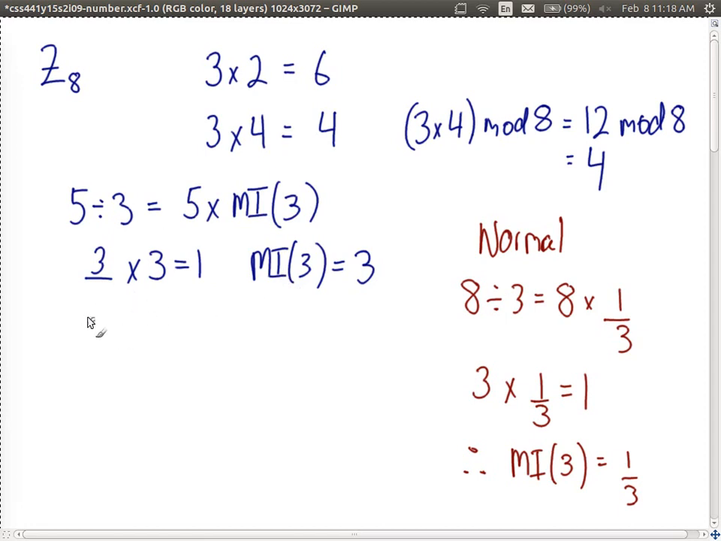Therefore, 5 divided by 3, continuing, is 5 times the multiplicative inverse of 3, which is also 3, which is 15 mod 8, which is 7. Remember, we're all mod 8 at the end. For multiplication and addition, just do the mod 8 at the end. Easy to solve. 5 divided by 3 equals 7.